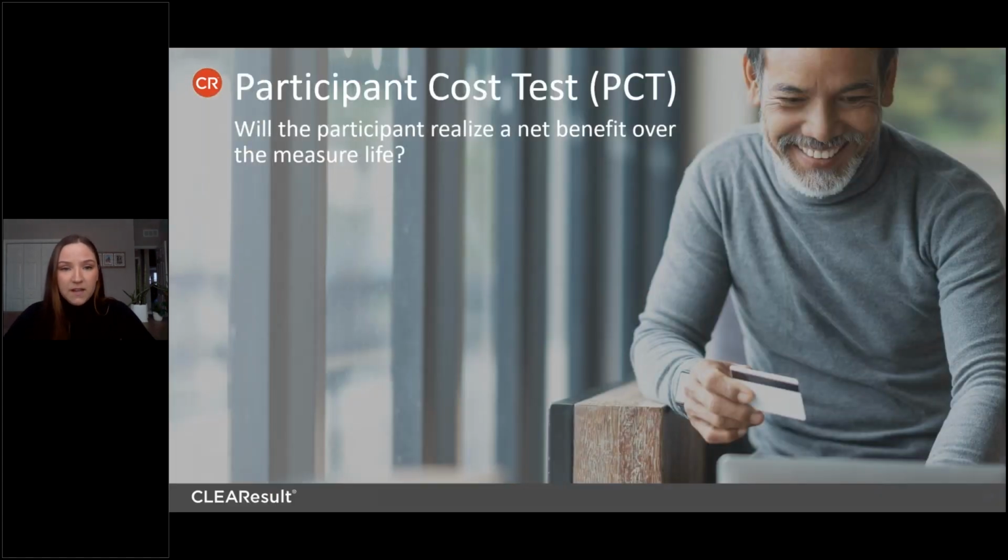All right. Next, we're going to look at the participant cost test. So this one is another singular view test. So we're looking at just the participant here. And the question we're answering is, will the participant realize a net benefit over the life of the measure?